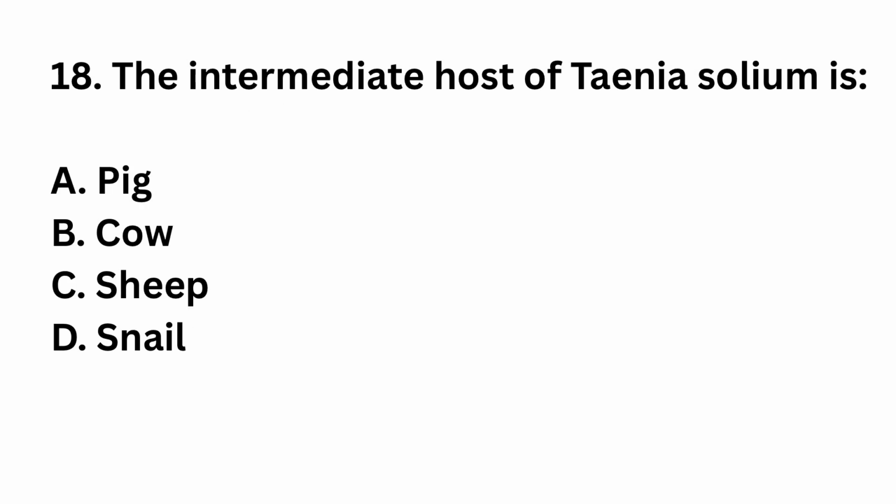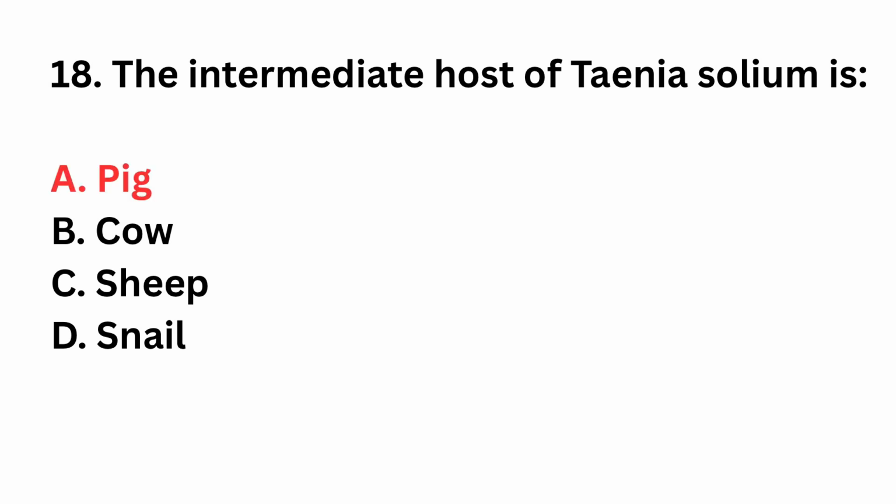Question number 18. The intermediate host of Taenia solium is pig, cow, sheep, snail. The right answer is option A, pig. Pigs harbor cysticerci that infect humans. Undercooked pork transmits the disease.